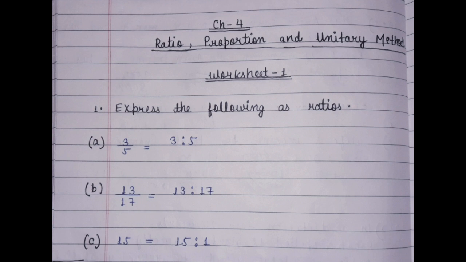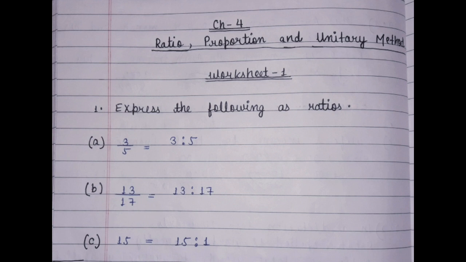Hello friends, today we will see the worksheet 1 of Maths chapter 4 ratio, proportion and unitary method. So our first question is express the following as ratios. A number, 3 by 5 is equal to 3 is to the 5. B number, 13 by 17 is equal to 13 is to the 17. C number, 15 is equal to 15 is to the 1.